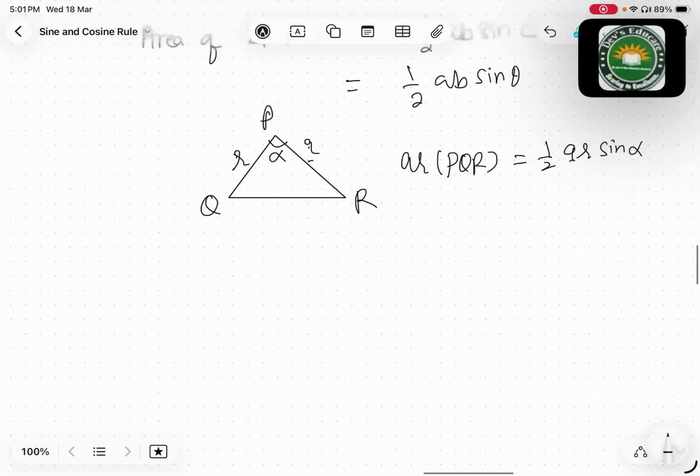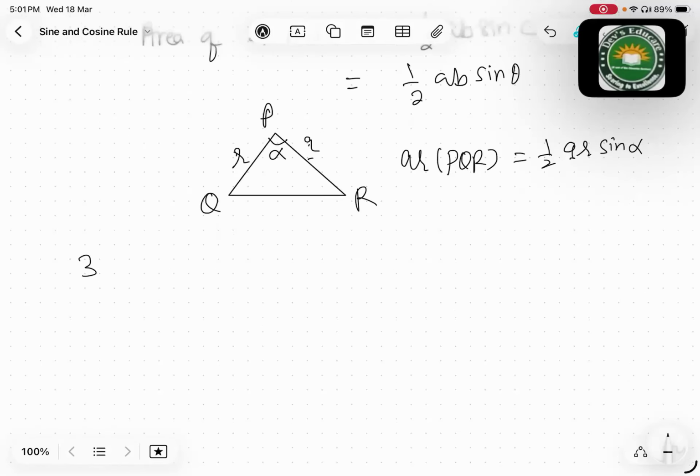Now we will study the cosine rule. Then we'll be doing some problems, some questions on the basis of the sine rule, the cosine rule, and finding the area of a non-right angle triangle. So the cosine rule.